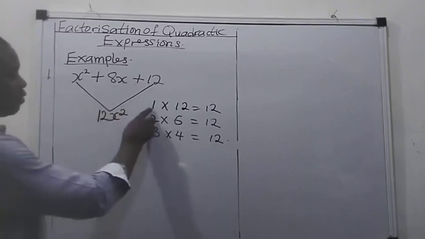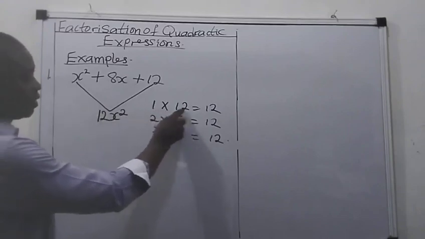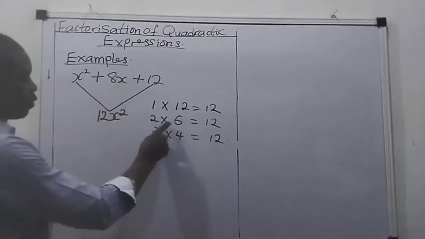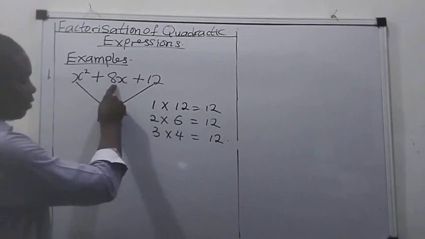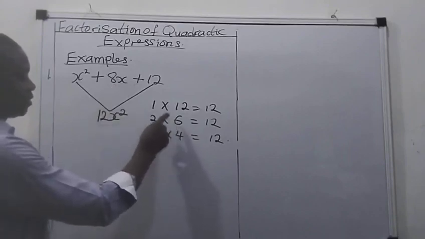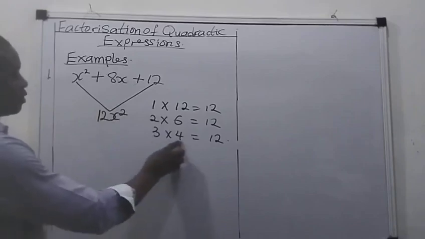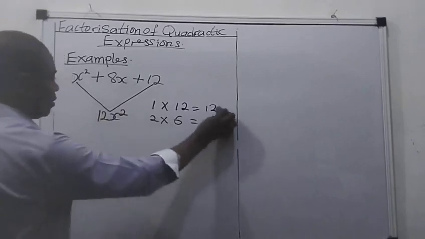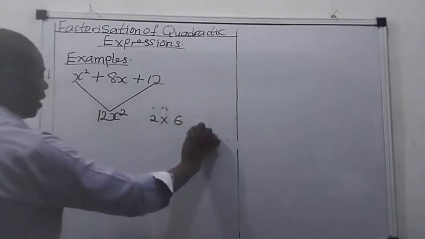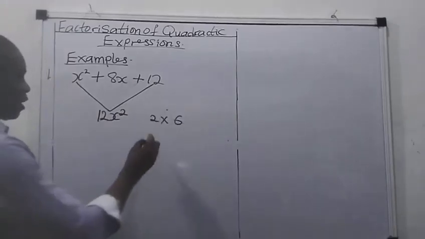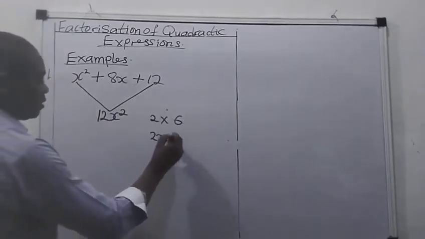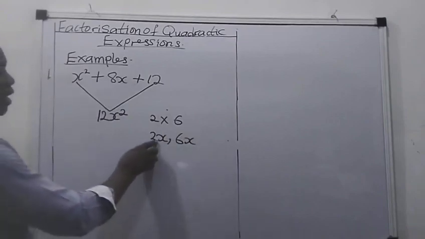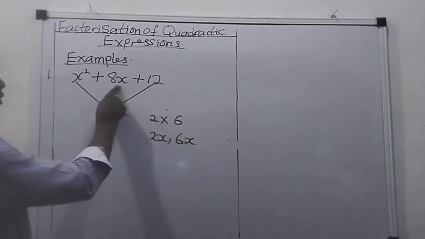Among these, 1 plus 12 is 13, which is not going to give us this. 2 plus 6 is 8, okay? And 2 times 6 is also 12. 3 plus 4 is 7, so it's not equal to this. So we are going to pick this 2 and 6. So 2x, then 6x. These are the two factors, because 2x plus 6x will give us 8x.